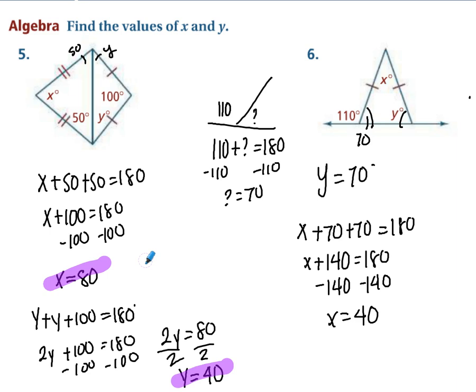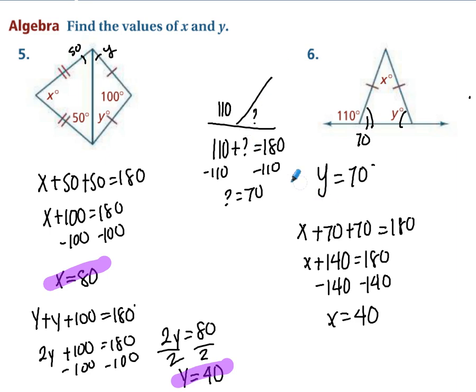On 6, we need to use the idea that we know about straight lines and angles. If I have two angles that make a straight line, they add up to 180 degrees. So 110 plus my mysterious angle is equal to 180. Subtract 110 from both sides, so that angle equals 70.